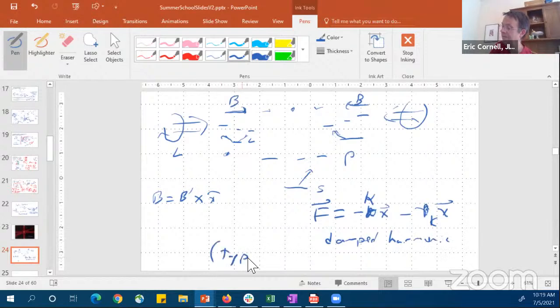And not that it matters, but under typical experimental parameters, it's overdamped. They don't oscillate back and forth. They come screeching to a halt.